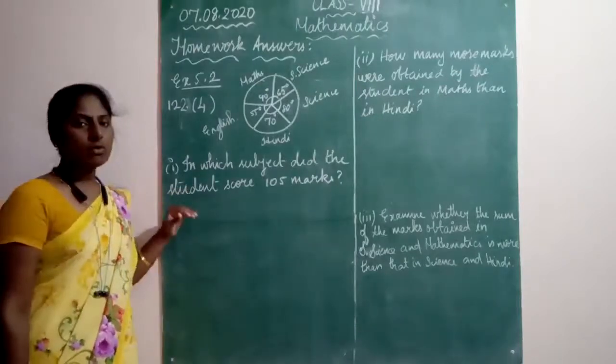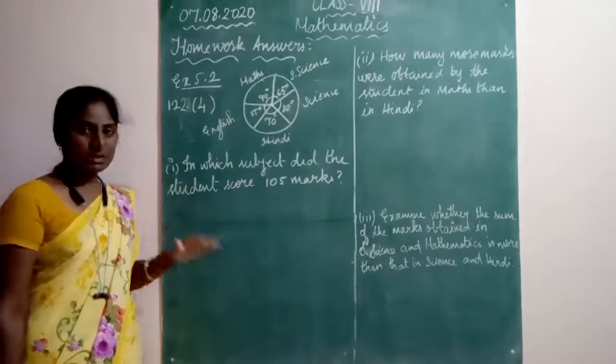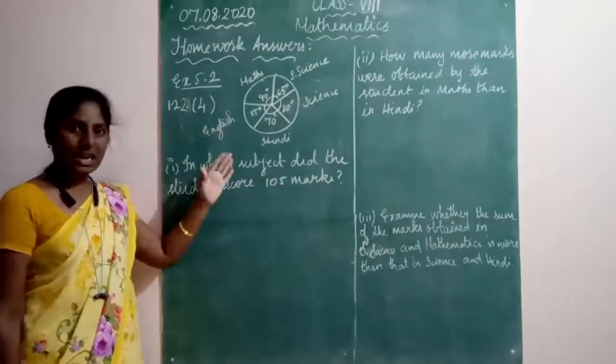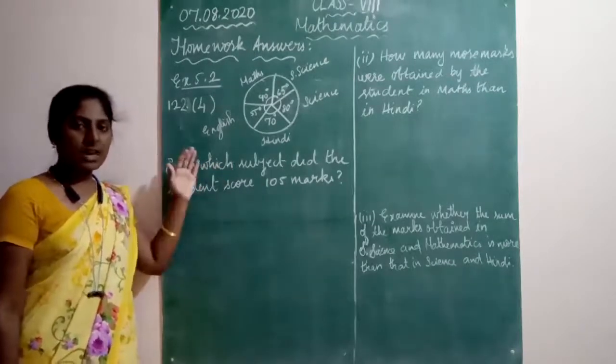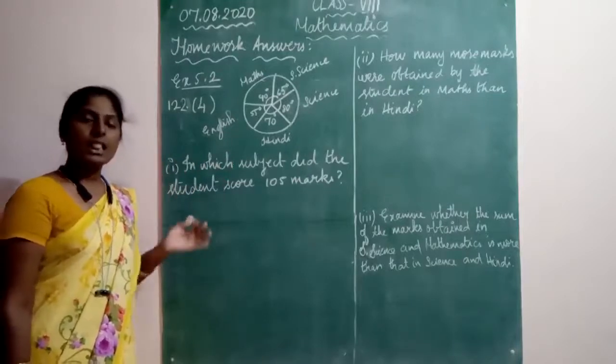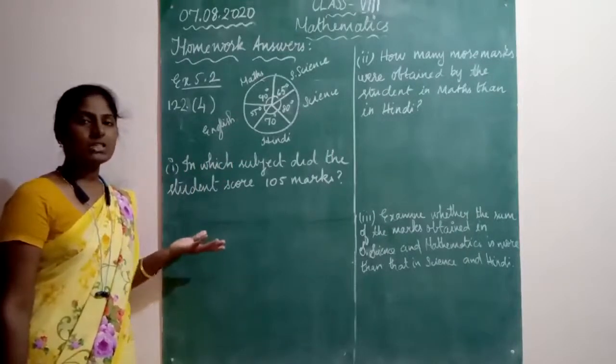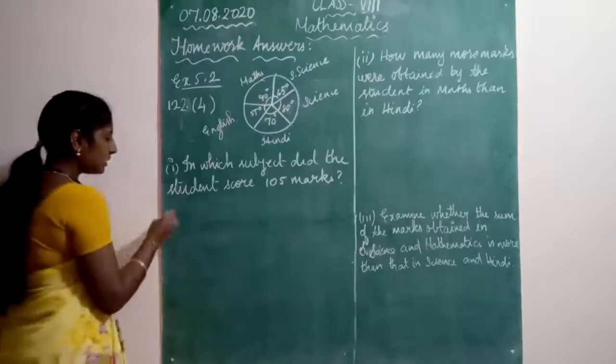Okay, this we have to find the mark of each and every subject. Because we don't know the marks, we just know the central angle. Okay, so using this central angle, we will be finding the marks and then only we can say in which subject he has scored 105. Okay, so let us start finding.